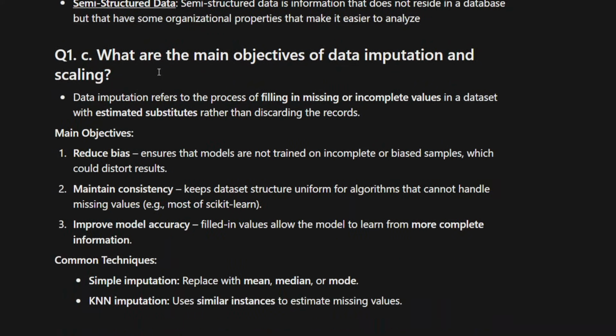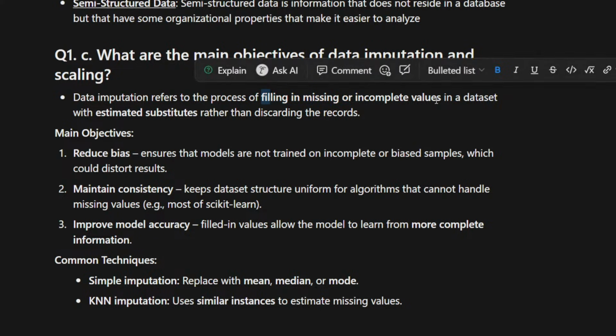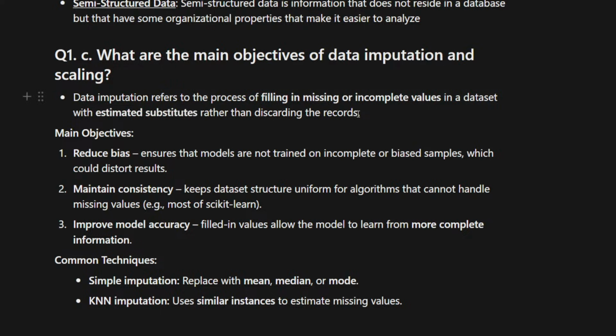Next question: what are the main objectives of data imputation and scaling? Data imputation refers to the process of filling in missing or incomplete values in a dataset with estimated substitutes rather than discarding the records. So suppose you have incomplete values in your dataset, rather than discarding them, you can substitute those numbers with estimates.